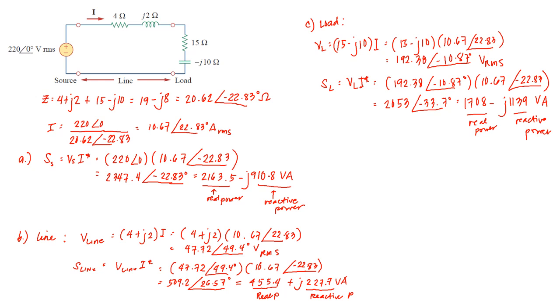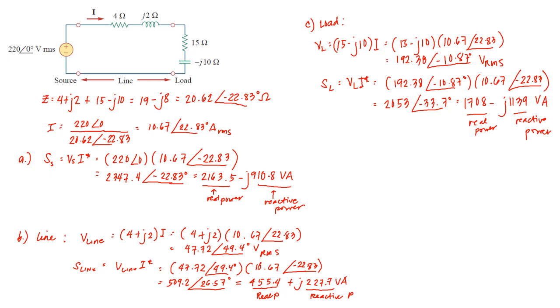So to solve for the current, since this is just a series circuit, I is equal to Vs over our impedance, which is 220 angle 0 over 20.62 angle negative 22.83. So this is equal to 10.67 angle 22.83 degrees ampere.